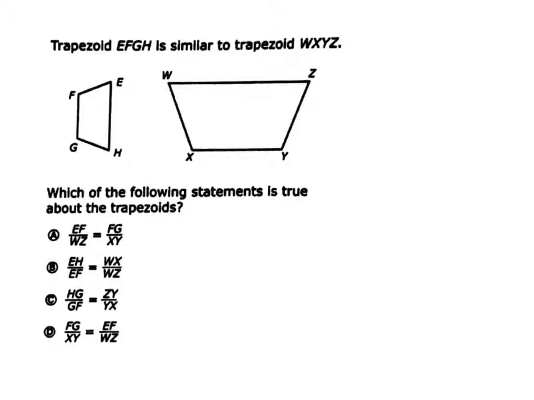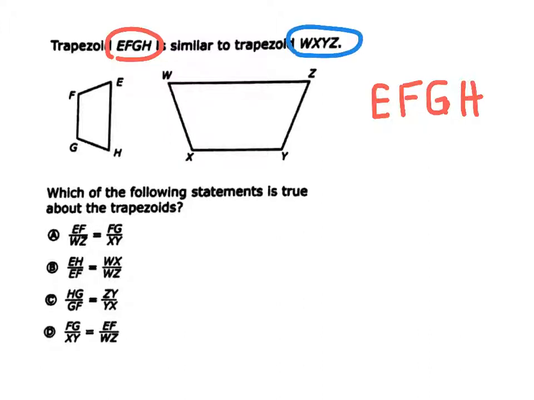So the first thing that's very helpful to do is take those names or letters and stack them on top of each other. So I'm going to take EFGH and I'm going to write it over here to the side. And then I'm going to take the other name, WXYZ, and line them up perfectly underneath. Okay, once that's done, then you can go back and look at those letters and line up the corresponding parts.